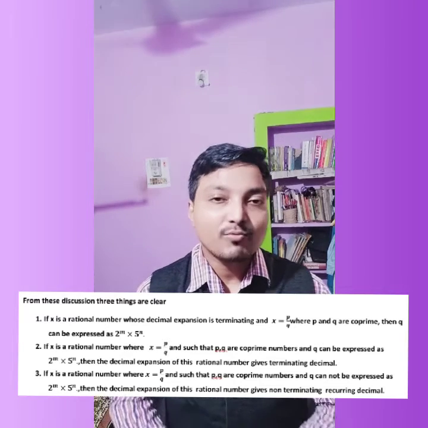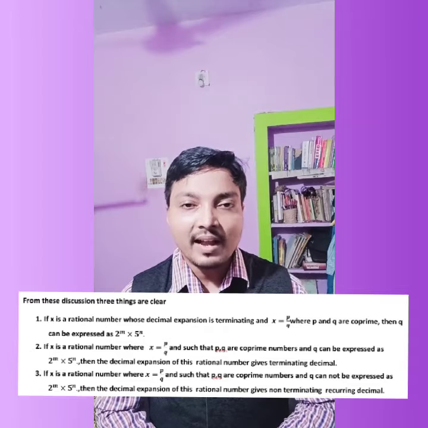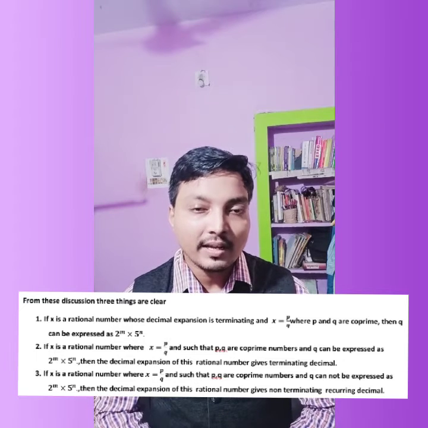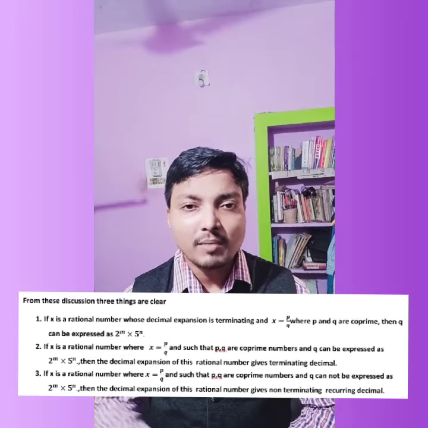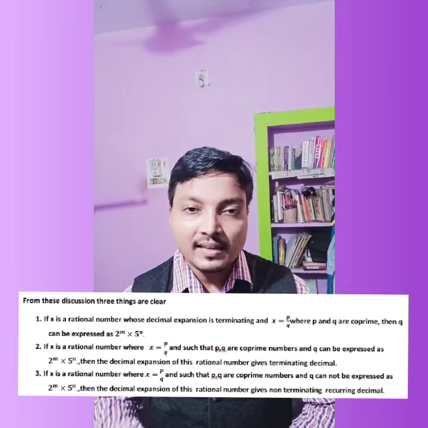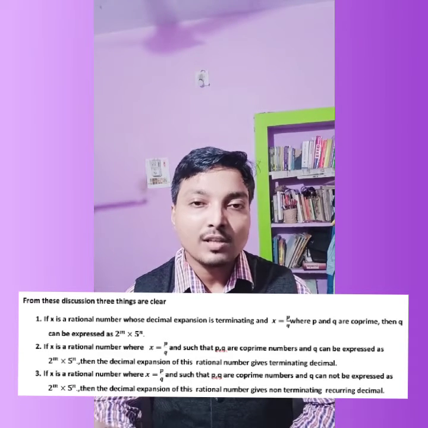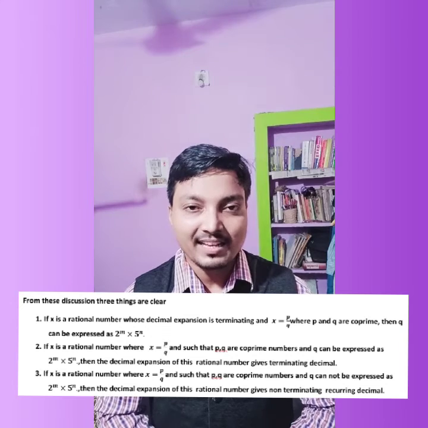Ready? Another one I am saying: if x is a rational number in the form of p by q, where p and q are co-prime numbers, and if q can be expressed in the form of 2 to the power m into 5 to the power n, then the rational number gives us a terminating decimal expansion.